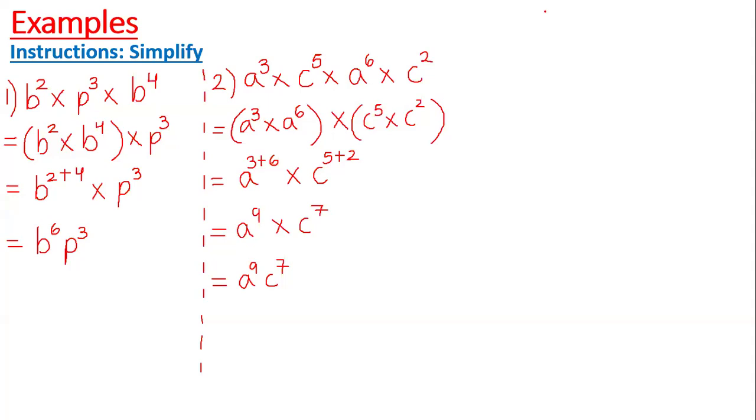Let's do number 3. Number 3, we have y to the power of 5 multiplied by z to the 4th multiplied by y to the 6th.